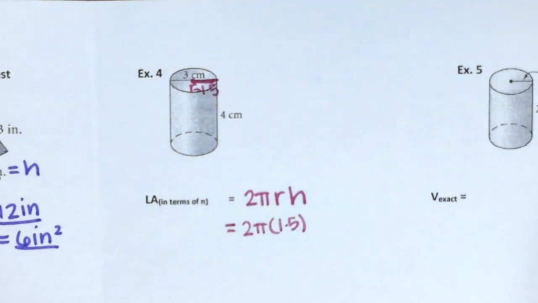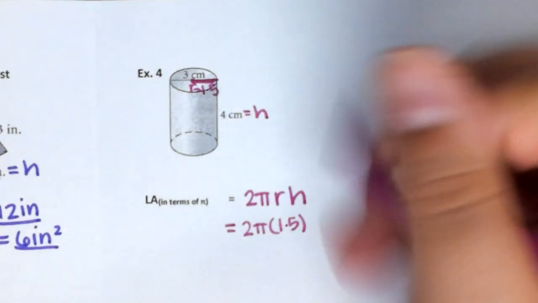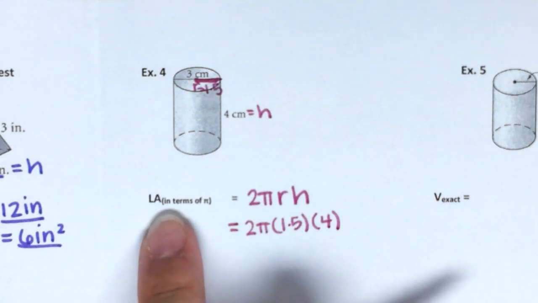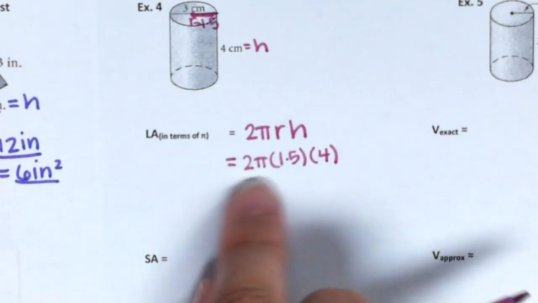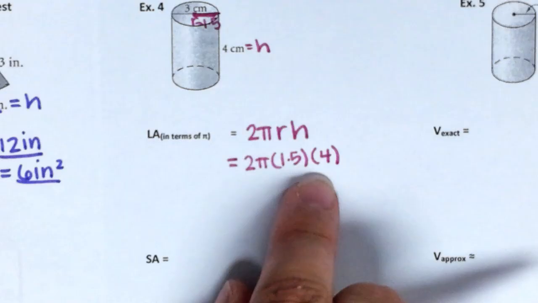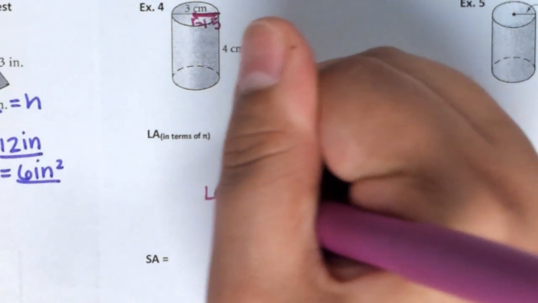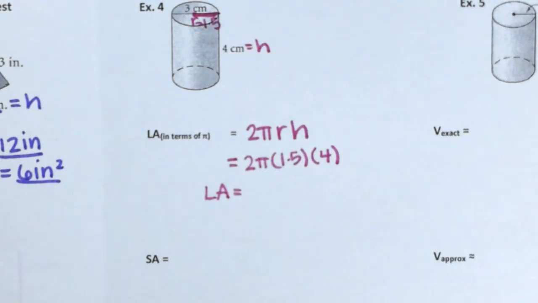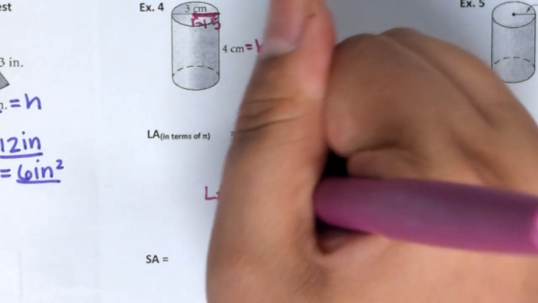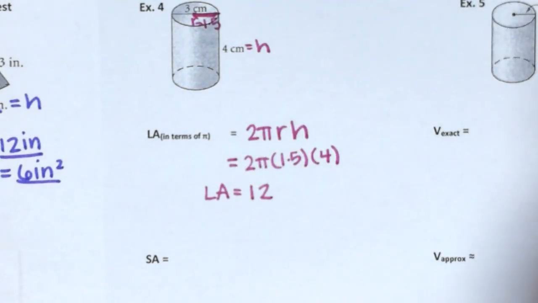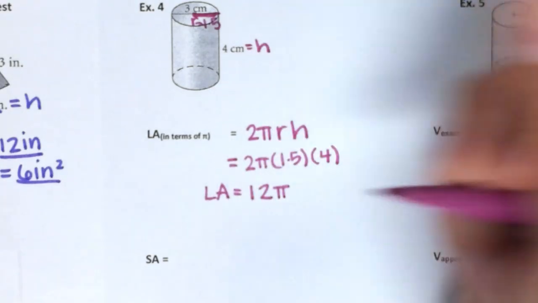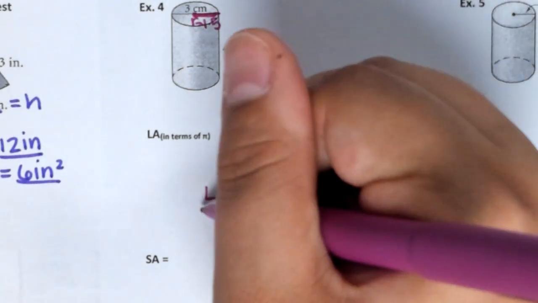What's my H? H is 4. This says in terms of pi, so you are going to put this in the calculator, but do not put pi, because I want pi in my answer. So what is 2 times 1.5 times 4? So my answer is what? Just 12? 12 pi centimeters squared.